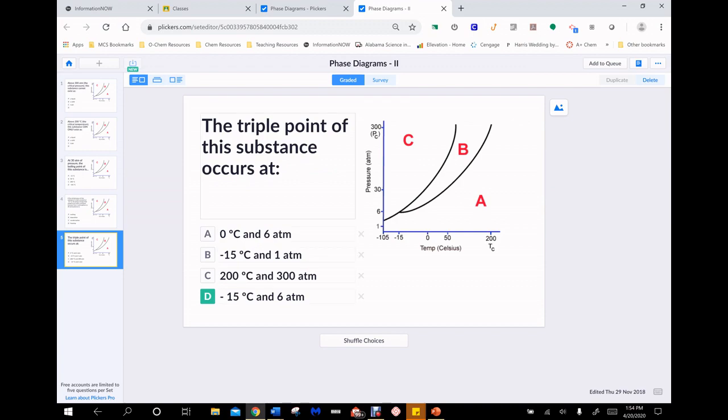Then finally, let's do just one more. This one is easier. It says the triple point of this substance occurs at what ordered pair? So the triple point, again, is where all 3 states of matter coexist in equilibrium, and that occurs at a temperature of -15 degrees Celsius and 6 atmospheres of pressure. All right, so there you go, and good luck as you practice.